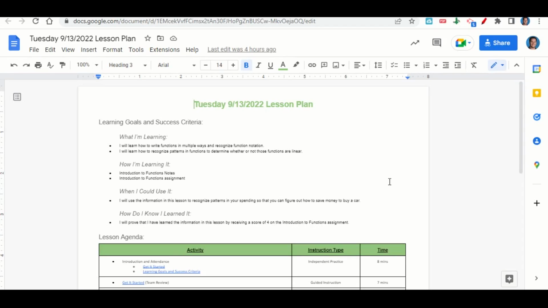Welcome everyone. Let's begin our lesson for today by going over the learning goals and success criteria. First, what are we learning? We're learning how to write functions in multiple ways and recognize function notation, and how to recognize patterns in functions to determine whether or not those functions are linear.